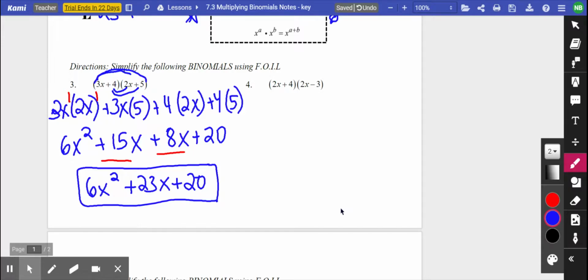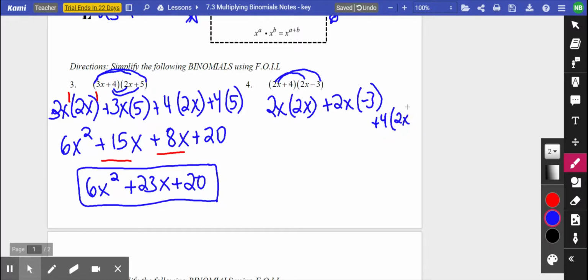All right, number 4. Uh-oh, I see a minus sign in there. No big deal, we're just going to take our time, go slow, and use that calculator. Anytime you have those negatives, you just want to go a little bit slower and check your work. We have 2x times 2x. We have a positive 2x times, this time, a negative 3. This minus 3 is really like a negative 3 because that's a sign in front of that 3. And now we have a positive 4 times a 2x.